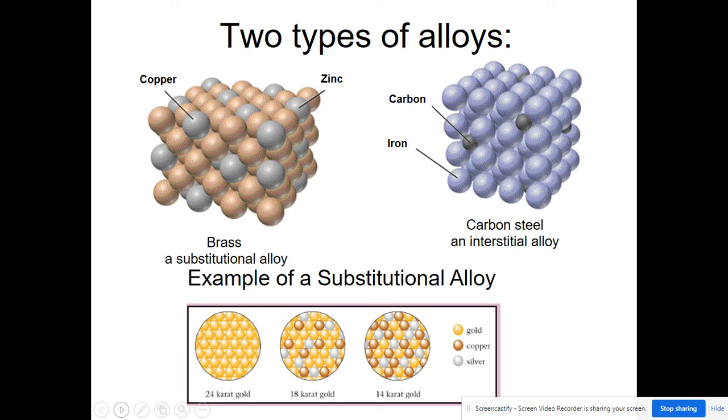So these are just two different types of alloys. The first is what we call a substitutional alloy. This just means the two atoms are similar sizes, so we're essentially substituting one atom for another. An example of this would be brass, in which zinc and copper are very similar sizes because they're on the same period of the periodic table. An interstitial alloy has very different size atoms, so these tend to be very strong. An example of that would be steel. Different types of gold are going to be substitutional alloys.